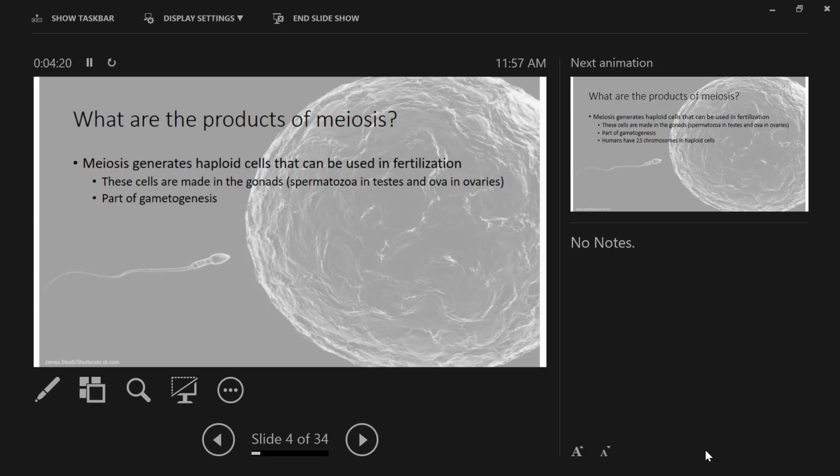And so this process is called gametogenesis. Gametogenesis is the process of forming gametes. The mechanism of gametogenesis is meiosis. Okay? So gametogenesis is the process of forming gametes. The mechanism of that is meiosis.